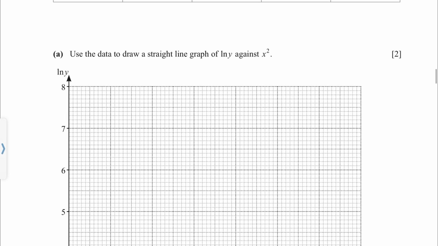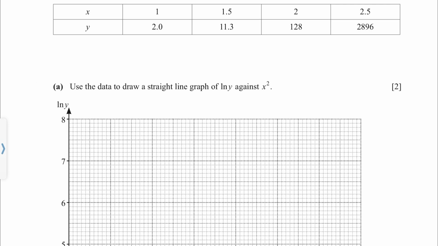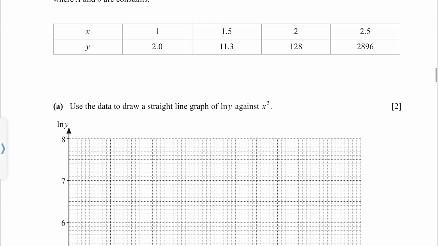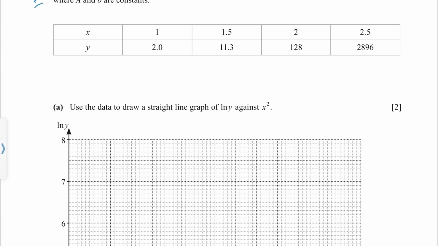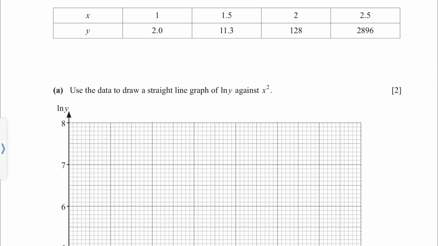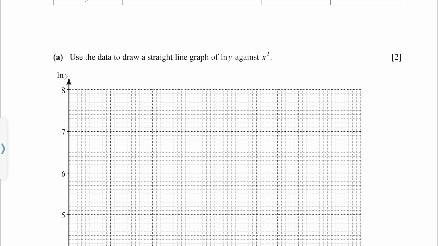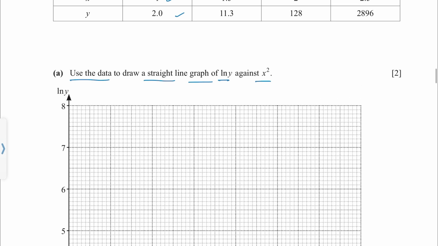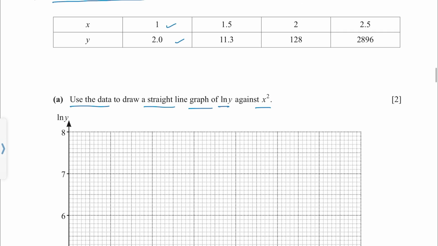Now moving on, this is our question 5. The table shows values of the variables x and y which are related by an equation of the form y is equal to a b power x squared, where a and b are constants. X equals to 1, y equals to 2.0, then this and then this. Use the data to draw a straight line graph of ln y against x square. So we need to calculate the values of ln y and x square.